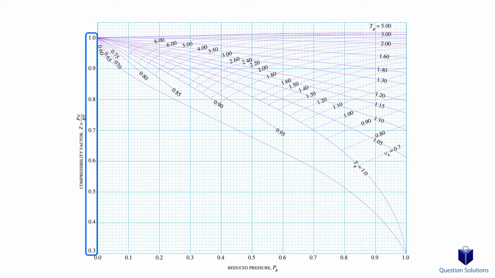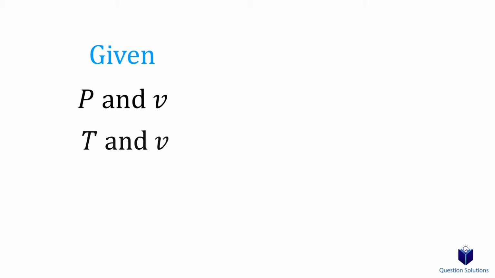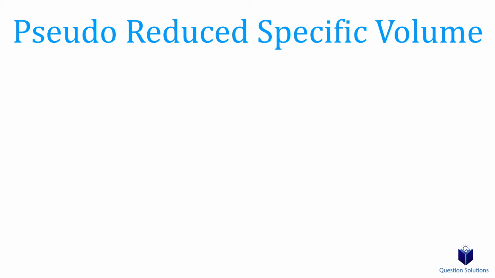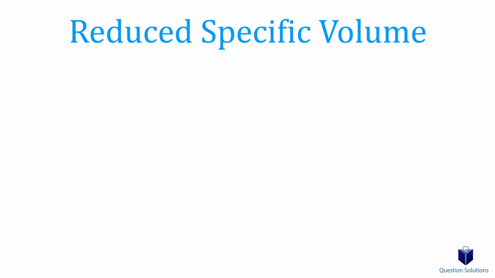In the examples we go through, I will go over how to use this chart to figure out the compressibility factor. There is one more thing we need to cover. That's when we're given specific volume instead of pressure or temperature. In that case, we can use something called pseudo-reduced specific volume, or just reduced specific volume. We can find it using this equation.